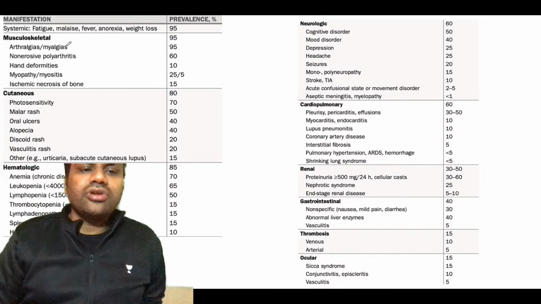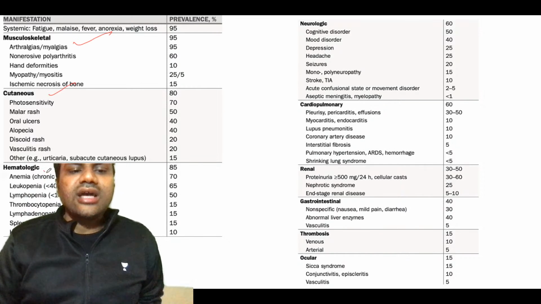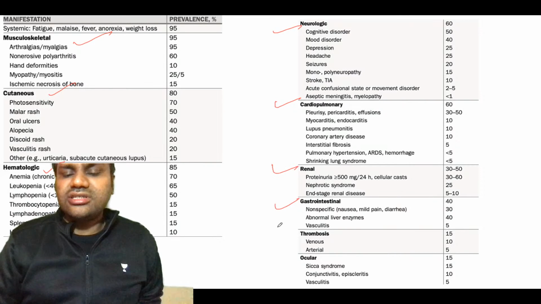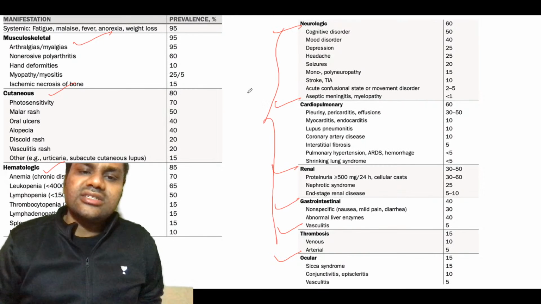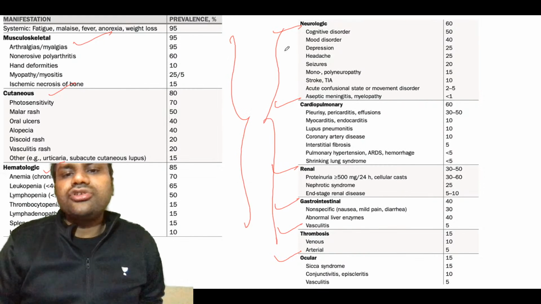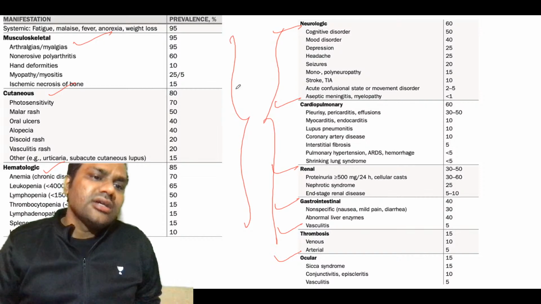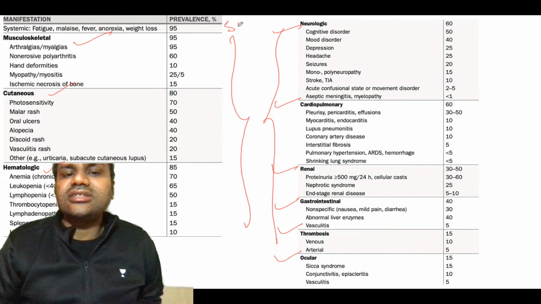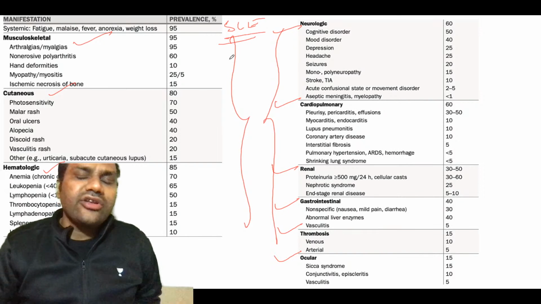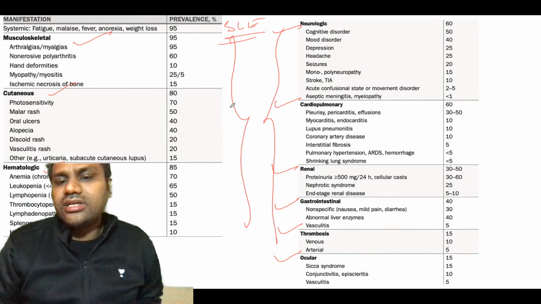So you can see musculoskeletal manifestation, cutaneous, hematological manifestation, neurological, cardiopulmonary, renal, gastrointestinal, thrombosis, and ocular. These are all the different types of manifestation you get in SLE, so you need to remember all of these. You can be asked in the exam. This is basically for the integration process. So when you talk about SLE, please learn all these things about SLE.